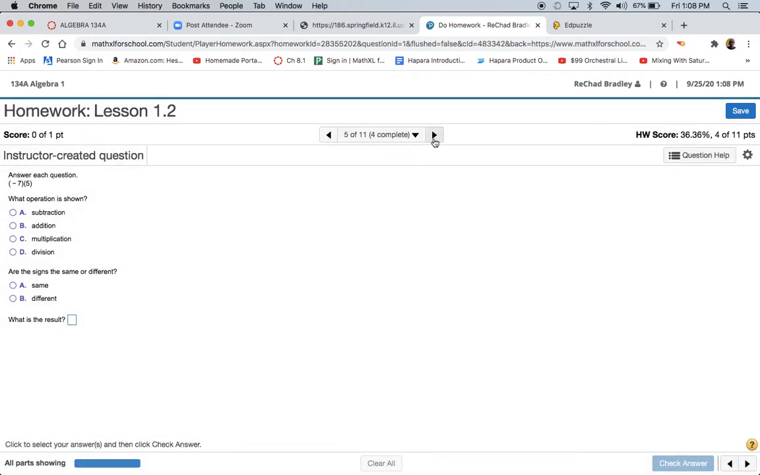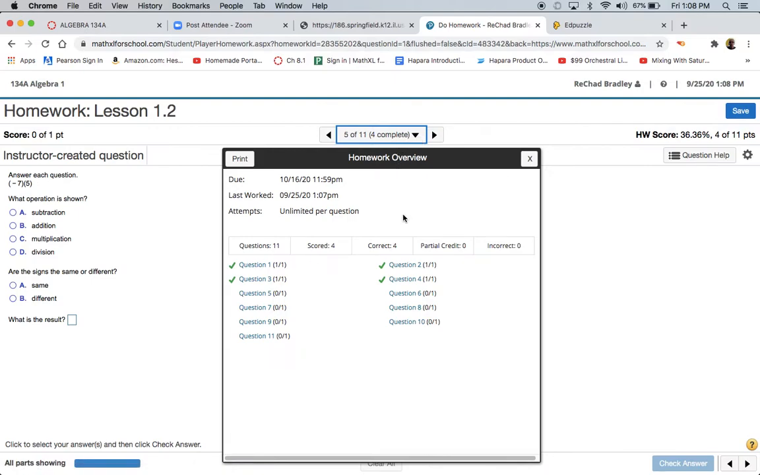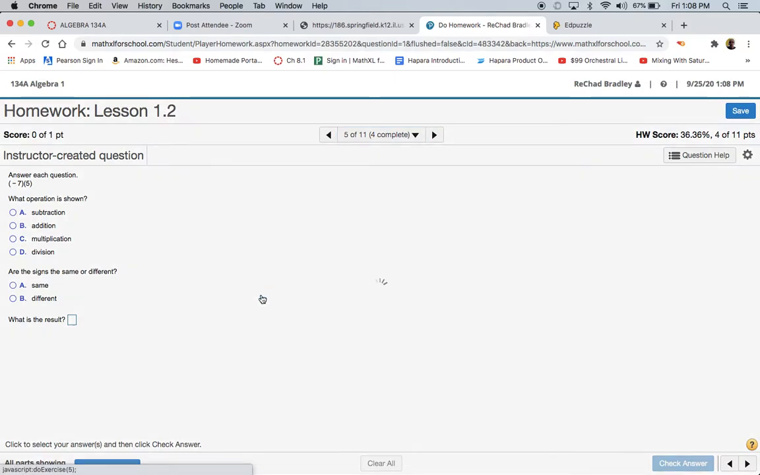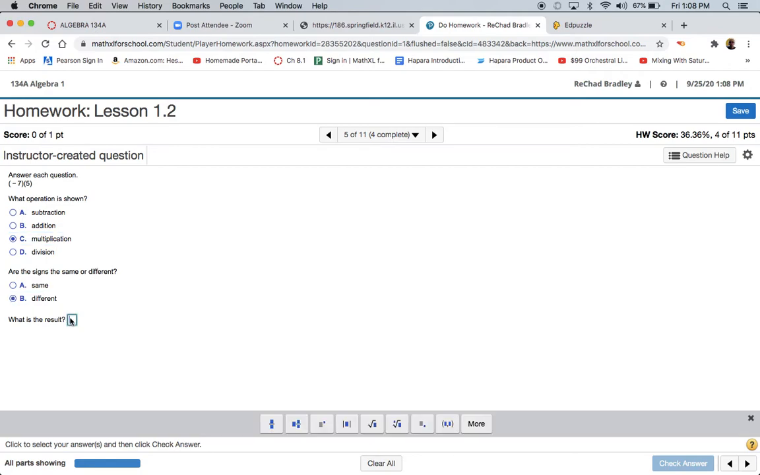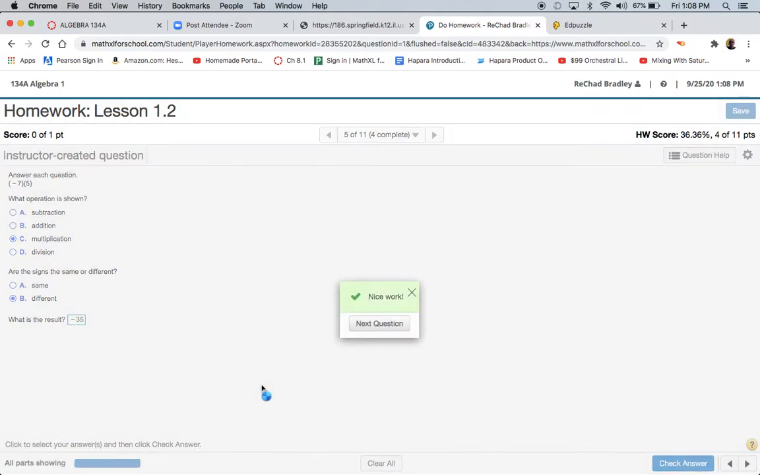Did I just miss that? If you need to, you go here. So we are on number 5. There we go. Okay, here again, this is multiplication. I'm trying to make sure you recognize this as multiplication. The signs are different, and because the signs are different, my answer should be negative, and then 7 times 5 is 35.